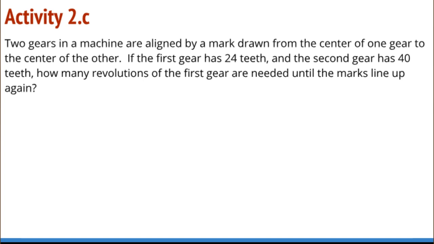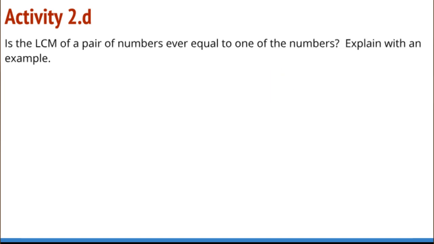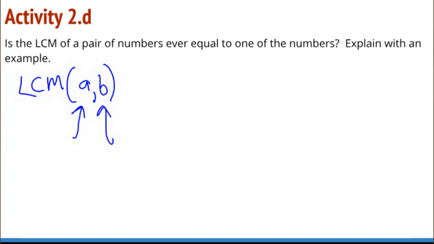All right. Is the least common multiple of a pair of numbers ever equal to one of the numbers? Explain with an example. So is the least common multiple ever one of them? So the LCM of A and B, is it ever A or is it ever B? Pause and think about that for a moment and come up with your example.